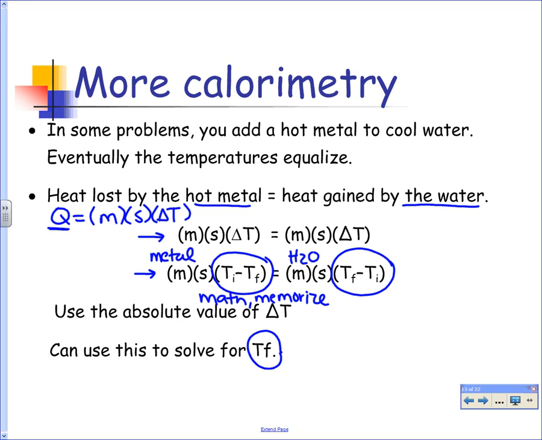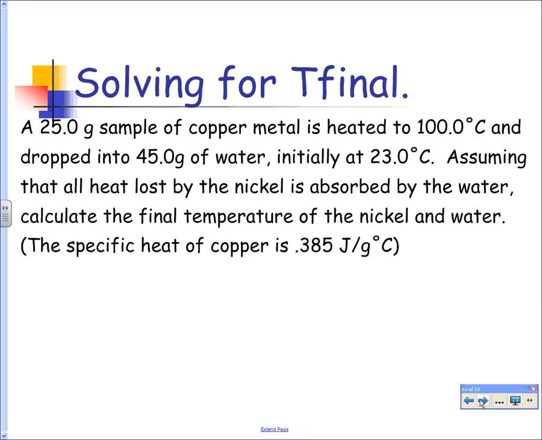So I have a problem for us to work through solving for T final. A 25-gram sample of copper metal is heated to 100 degrees Celsius, so we're going to heat our metal. And then we're going to put it into a sample of water that's initially at 23 degrees Celsius. One assumption that we're going to make is all the heat that's lost by the metal is absorbed by the water. And what we want to do is calculate T final for this.